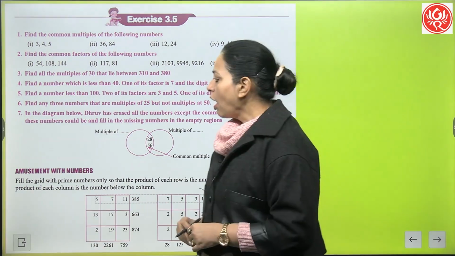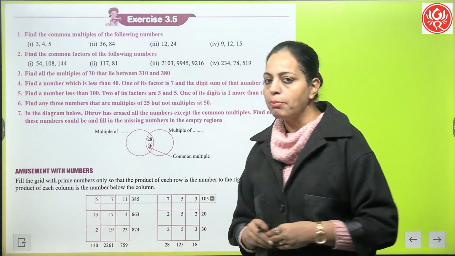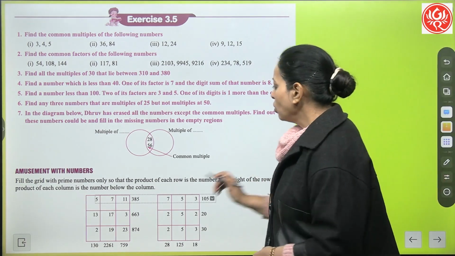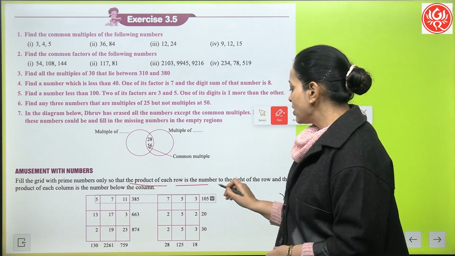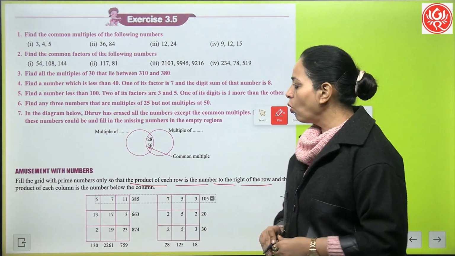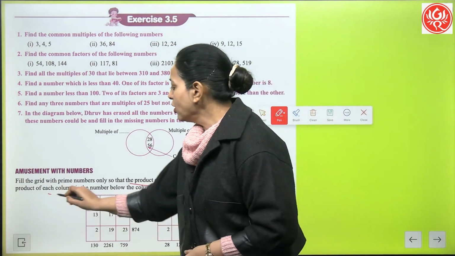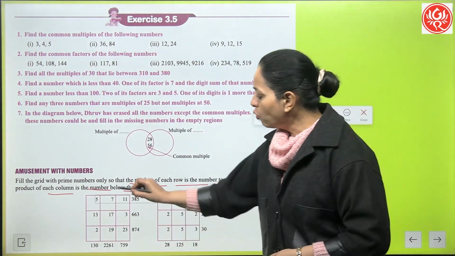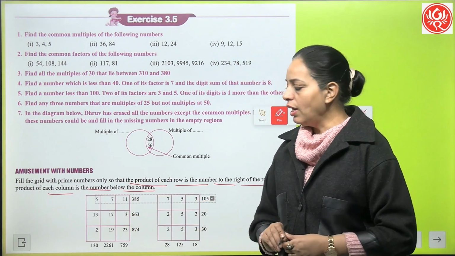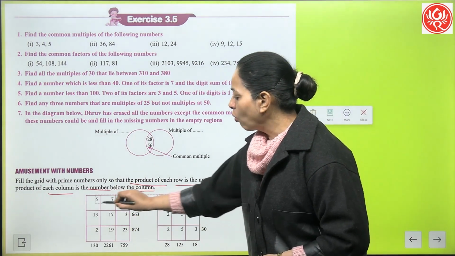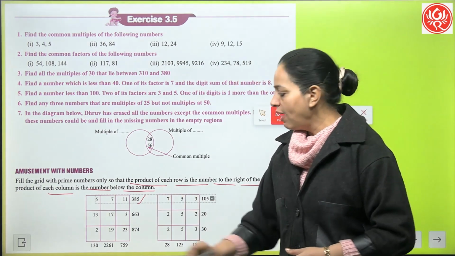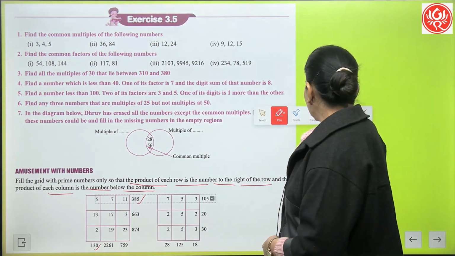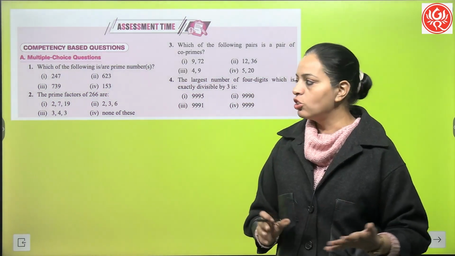Now come to the next. Now here, amusement with numbers. Fill the grid with prime numbers only so that the product of each row is the number to the right of the row and the product of each column is the number below the column. So we have to write the prime numbers only. We will multiply them row wise and write it here, and column wise then write it down. So it's like a puzzle. It's like an activity. You can enjoy it.